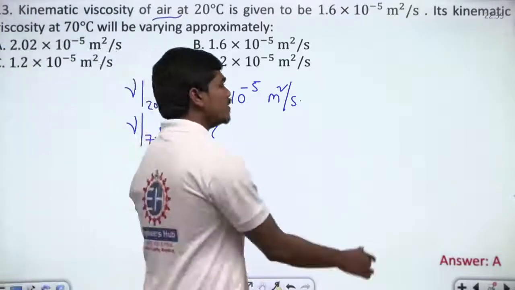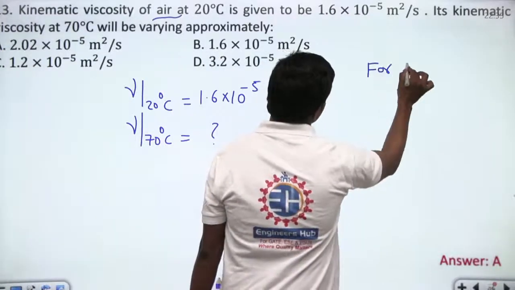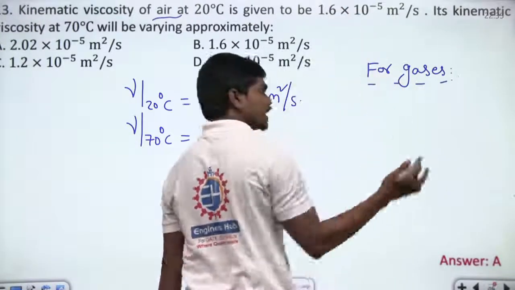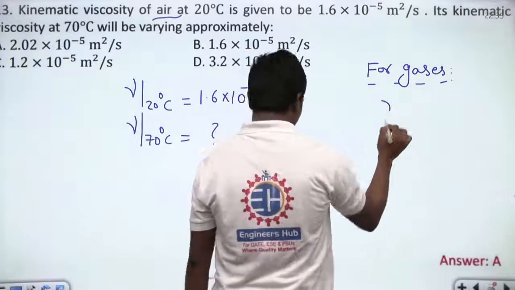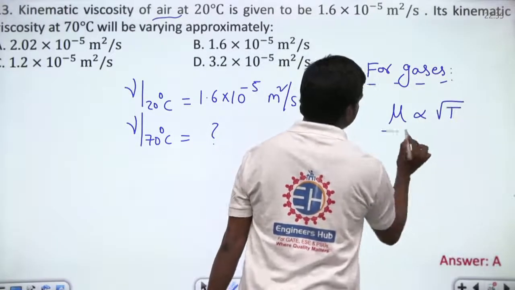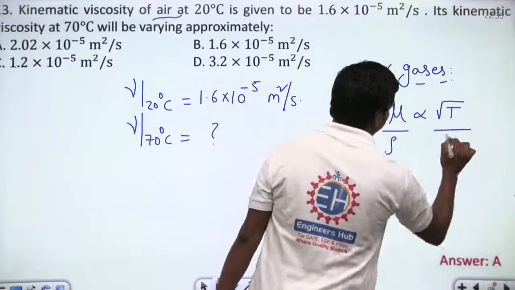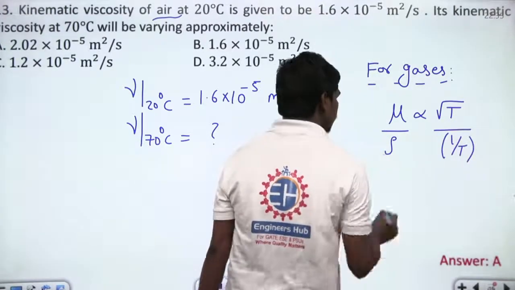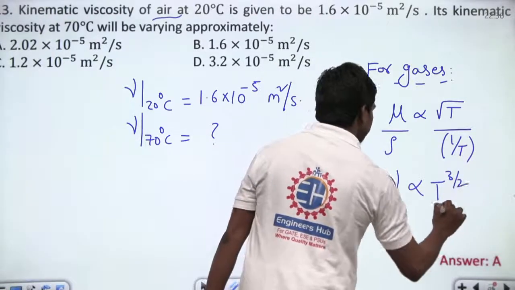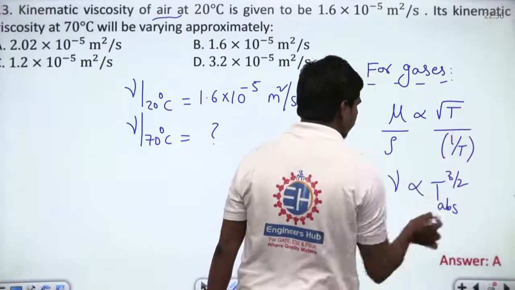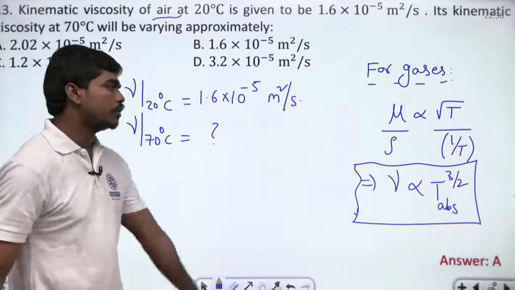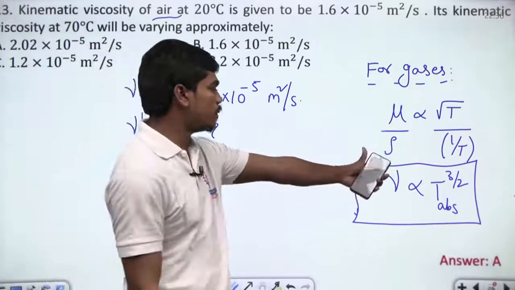I told you clearly for gases, and of course air can be treated as an ideal gas, this mu, meaning dynamic viscosity, will be proportional to square root of T, and your density will be proportional to 1 by T. Okay. So I told you this kinematic viscosity will be proportional to T to the power 3 by 2, but of course this T has to be absolute in all the cases. Correct? So this is what I told you. Can you all recollect this? So nu will be proportional to T absolute whole power 3 by 2.